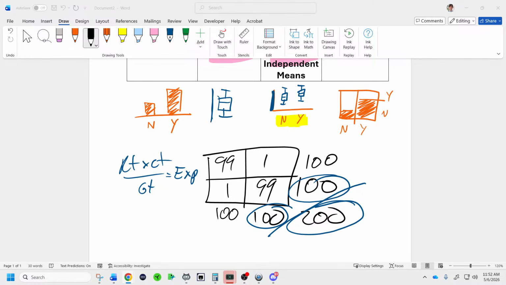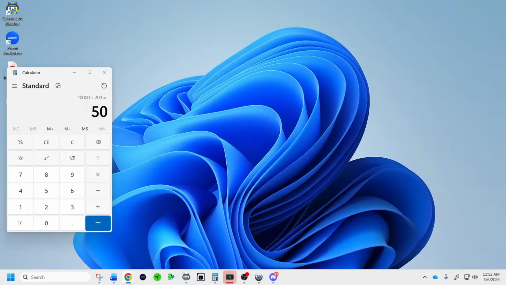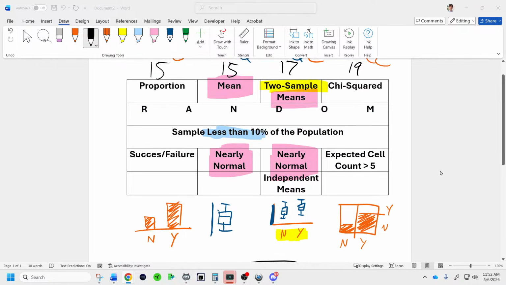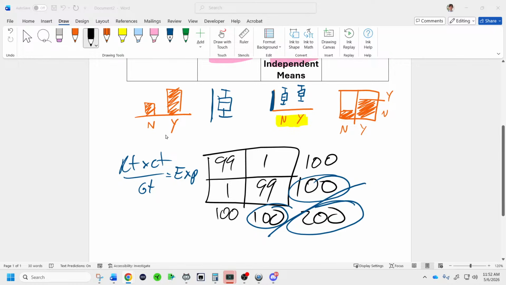Make sure to do the expected before it, and that'll tell you your points right there. Hopefully I didn't write it wrong. I'm not the first person to do that, so I might have written it wrong in the announcement. So that's expected cell counts greater than 5. This one would pass because all the expected cell counts are greater than 5. It's not failing because of the 1 right there.